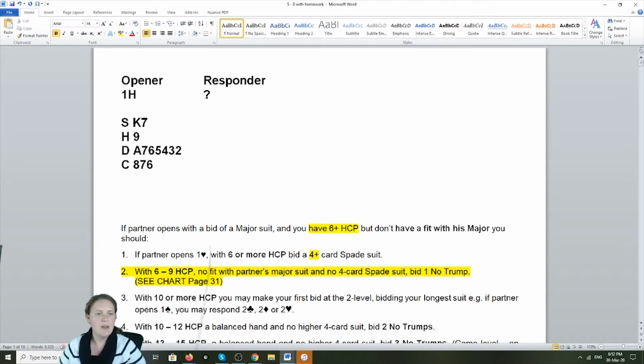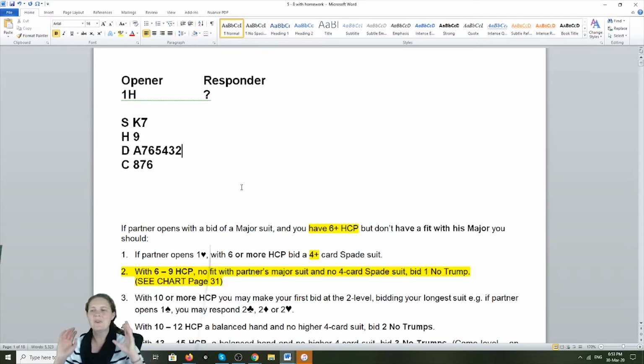Let's go through our description. Do we have 6 to 9 high card points? Yes, we do. We've still got 7: 3 for a king, 4 for an ace. Do we have a fit in partner's major suit? No, we don't. They bid 1 heart, and we need to have 3 hearts to go with them. Do we have a 4-card spade suit? No, we don't. What does it say? It says bid 1 no trump.